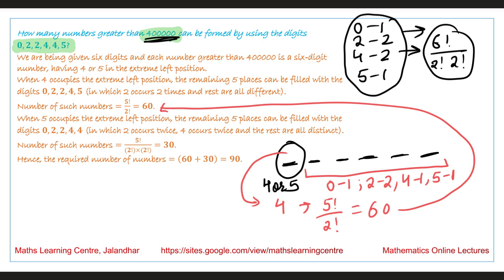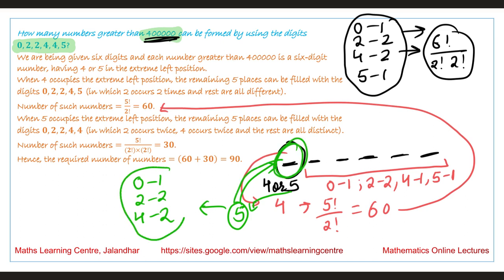60. In the second case, suppose we have 5 at this place. If we have 5 at this place, the digits we are left with are 0 once, 2 twice, and 4 twice. 5 is already occupied at this first place. So the arrangements that we can make in this case will be 5 factorial divided by 2 factorial into 2 factorial, that is equal to 30.